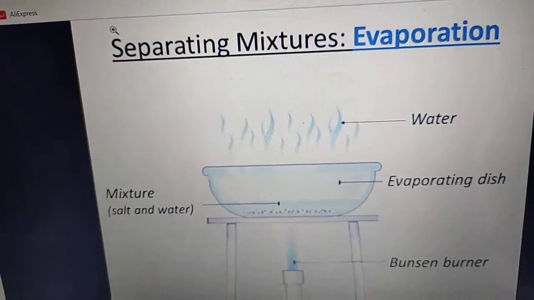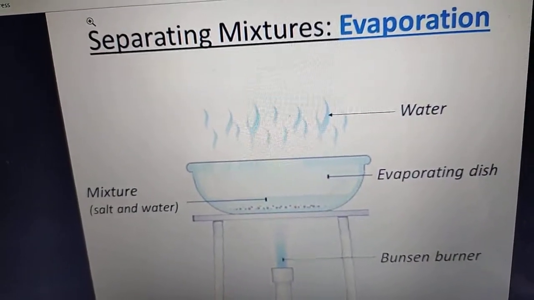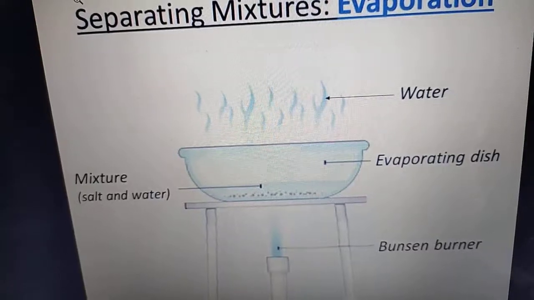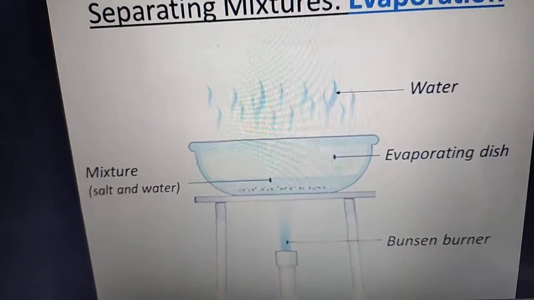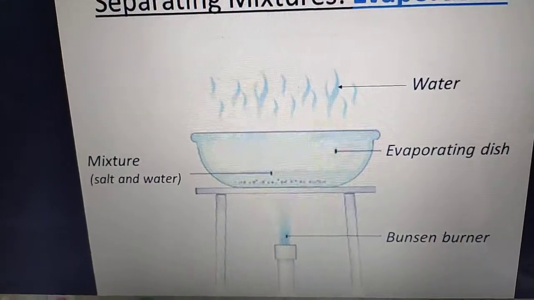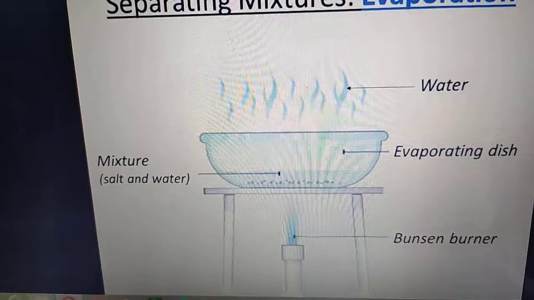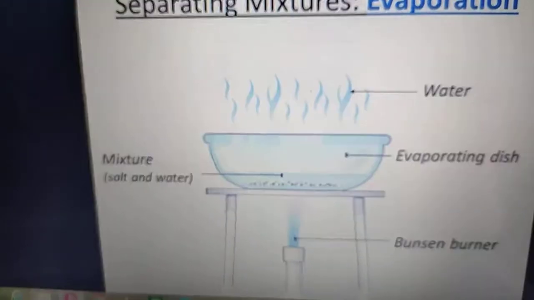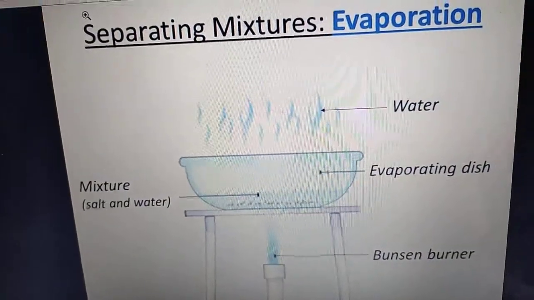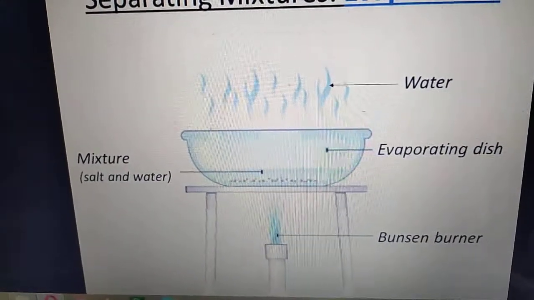So, the process of evaporation. On evaporation, the dissolved substance is left as a solid residue when all the liquid has evaporated. The use of evaporation for separating a mixture is based on the fact that the liquid vaporizes easily, whereas solids do not vaporize easily.